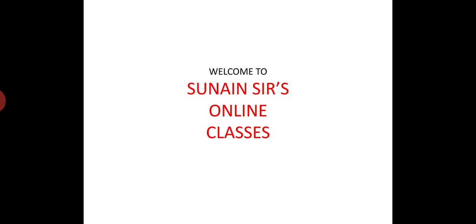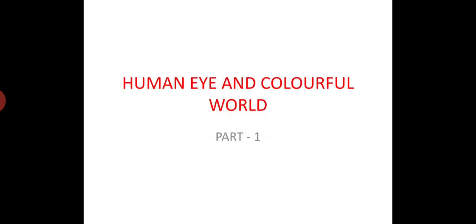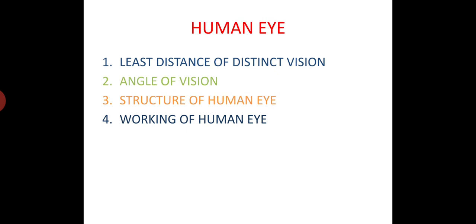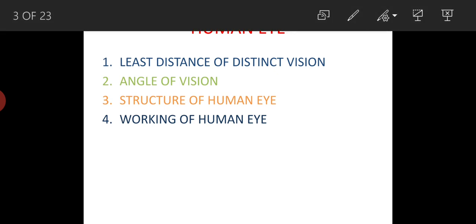In this video, I am going to start the Human Eye and Colorful World chapter, part 1. In this part 1, I am going to explain completely about the human eye, and in that, first I am going to explain what is least distance of distinct vision and angle of vision, and next the structure of the human eye, and finally the working of the human eye.